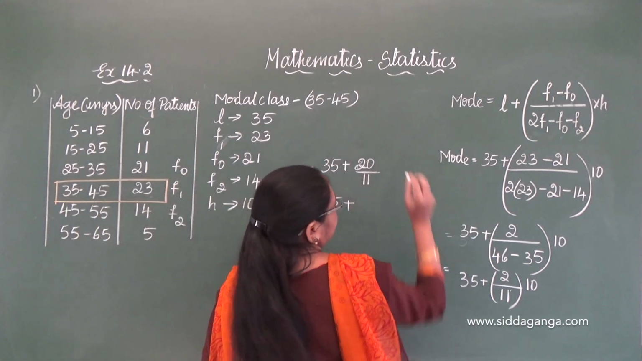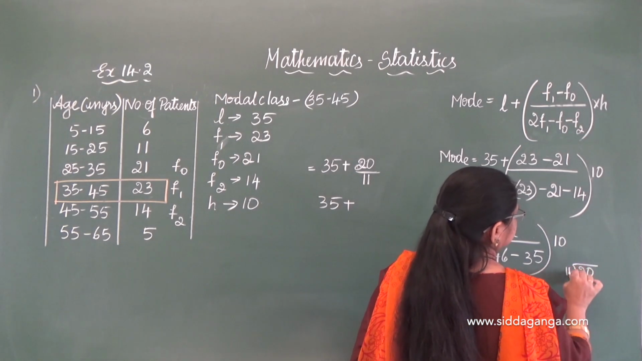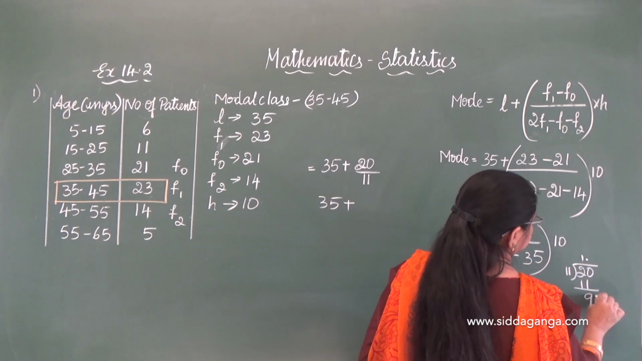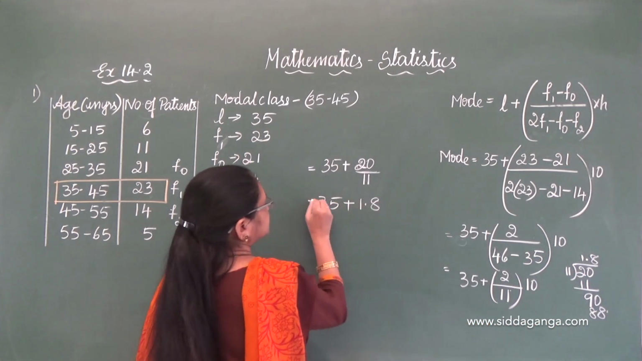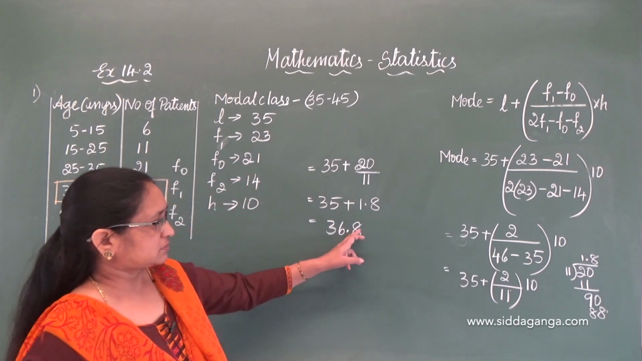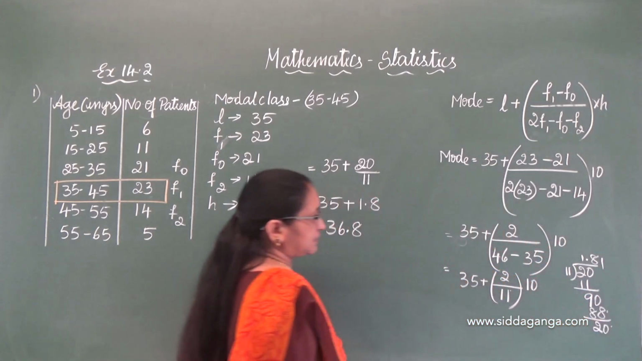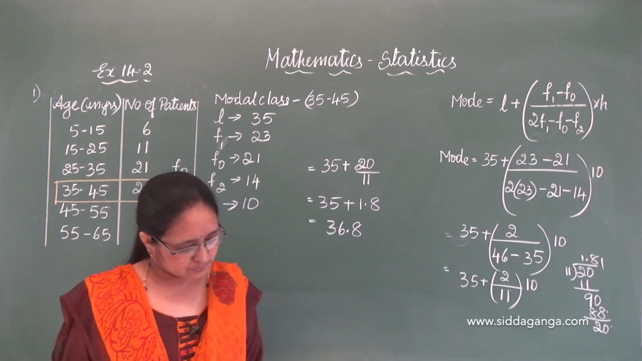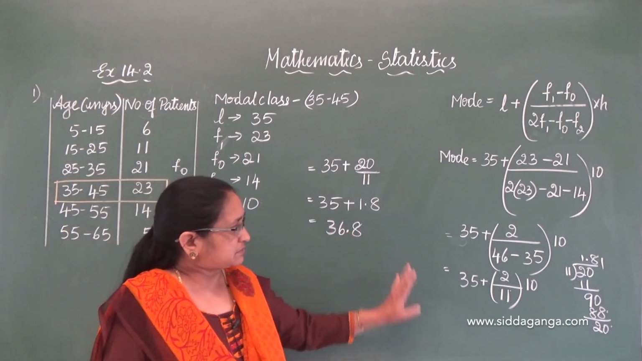So 20 divided by 11, seven 8s are 56, 1.8. So this will be 36.8. You can stop here or you can continue. 11 ones are 11, like that. So 36.8. You can stop here or you can put one more decimal.